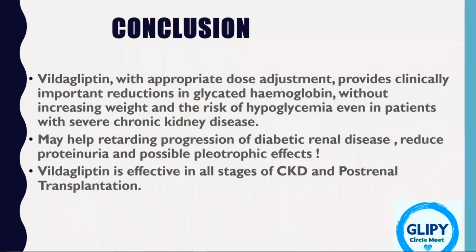So finally, I would end up by saying that vildagliptin with appropriate dose adjustment provides clinically important reduction in glycated hemoglobin without increasing weight, without putting patient at hypoglycemic risk, even in patients with chronic kidney disease, if you modify the dose adequately. And they may also help in retarding the progression of diabetic renal disease and reduce proteinuria, with possible pleiotropic effects in these patients. Vildagliptin is effective in all stages of chronic kidney disease for the sugar control, and they are also safe in patients with renal transplantation having normal graft functions.